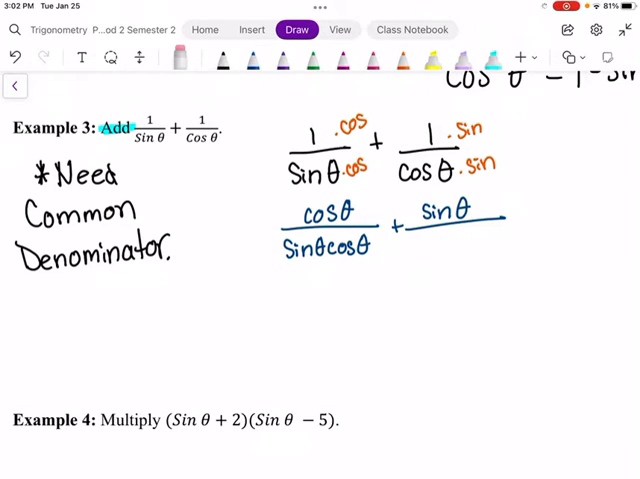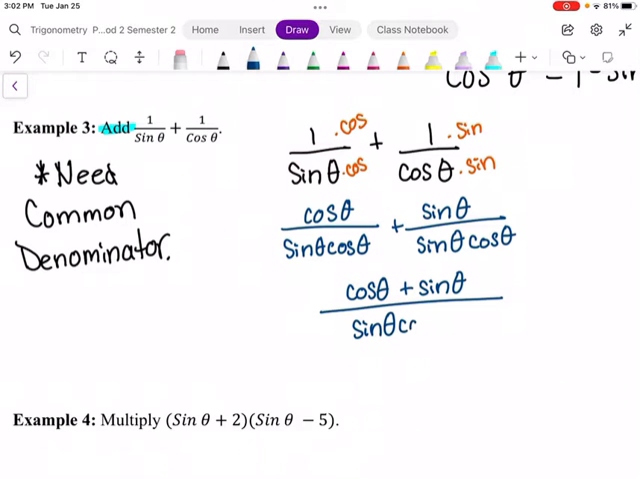Oh, sorry. I want to write them in the same order. So I'm going to start with sine theta times cosine theta. Now that we have a common denominator, we can go ahead and just add these two fractions together. So we're going to have cosine theta plus sine theta over sine theta cosine theta.